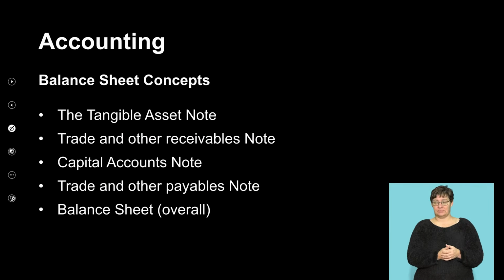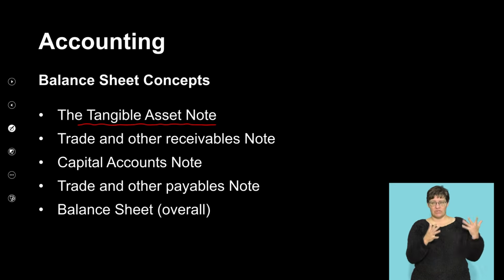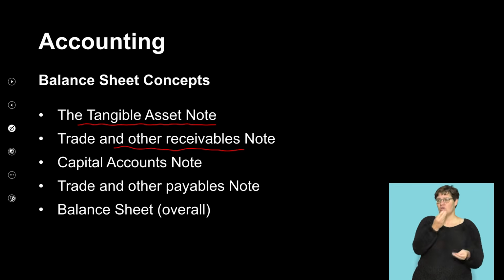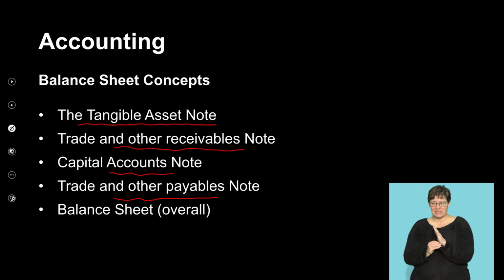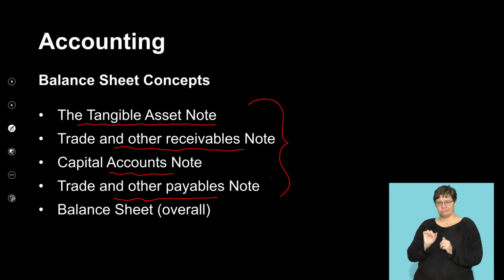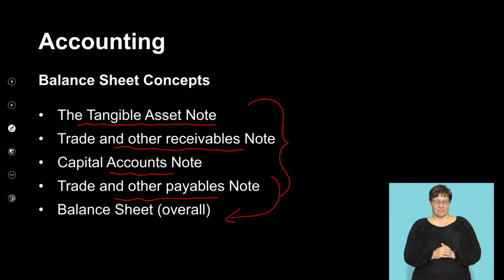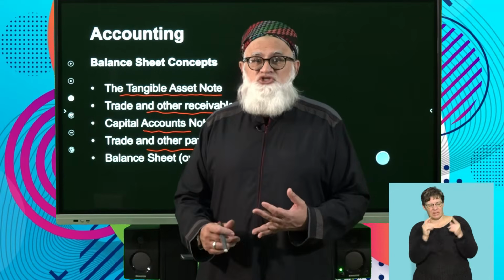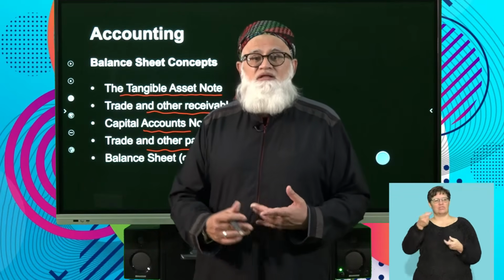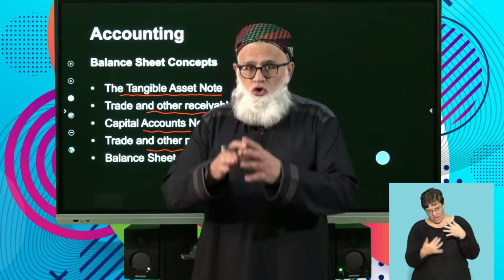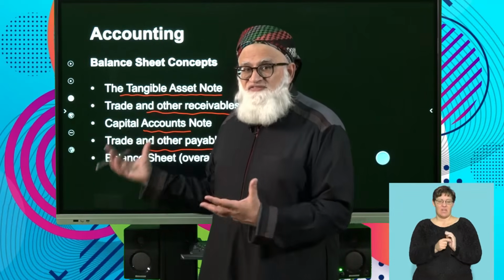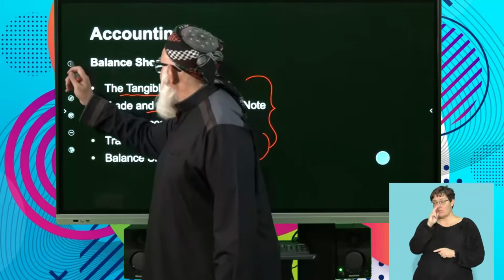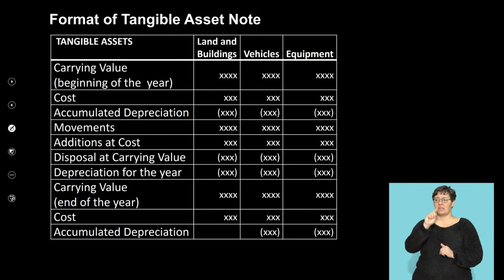Now remember, these are notes that you have to complete: the tangible asset note, the trade and other receivables note, your capital account note, your trade and other payables note, and obviously all of these then fit into your balance sheet. These are not the only notes. Remember, there's also the cash and cash equivalents, your interest income, interest expense, and your inventories. All of those are important. We're going to highlight a few of them here, and the first one we're going to be looking at is your tangible asset note.